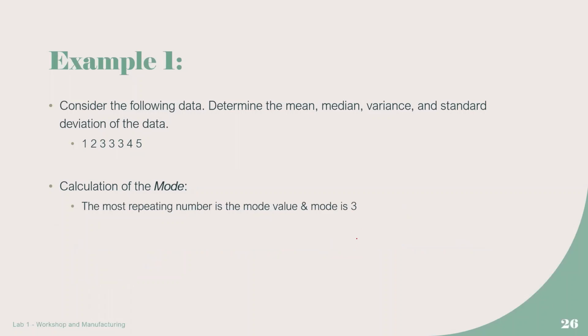For calculating mode, basically the mode is the most repeating number in the sequence. So I have 3 times 3, and here I have 1, 1, 1, 2, 1, 4, 1, 5, but I have 3, 3. So my mode is 3 because it is the value that is repeated the most.